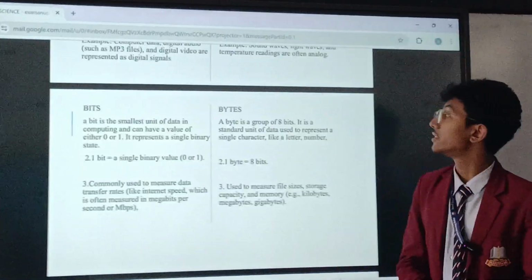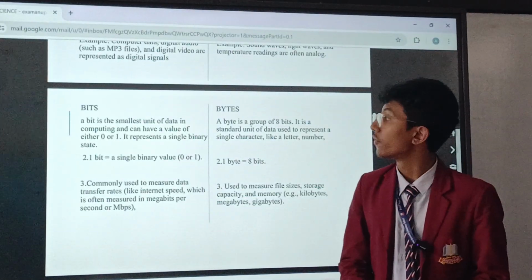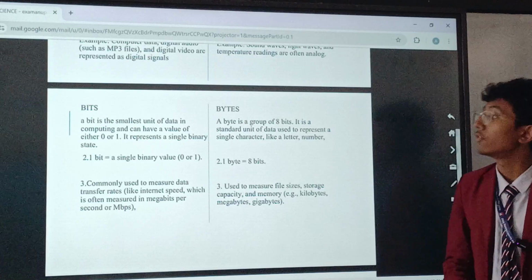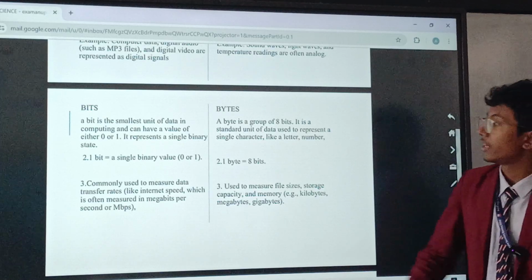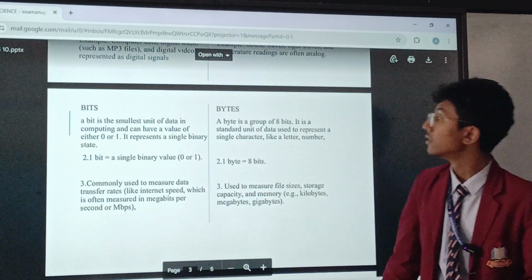So okay. Second one is bits and bytes. A bit is the smallest unit of data in computing and can have a value of either 0 or 1. It represents a single binary state. The next one is bytes.